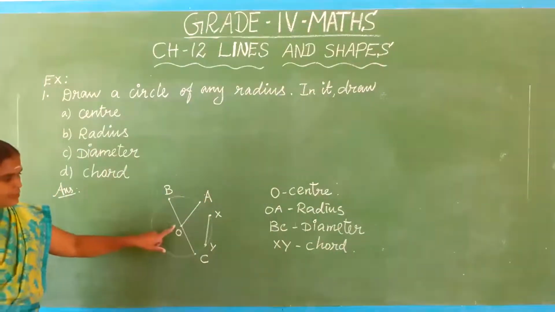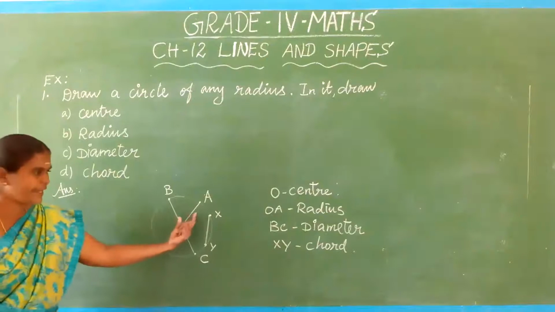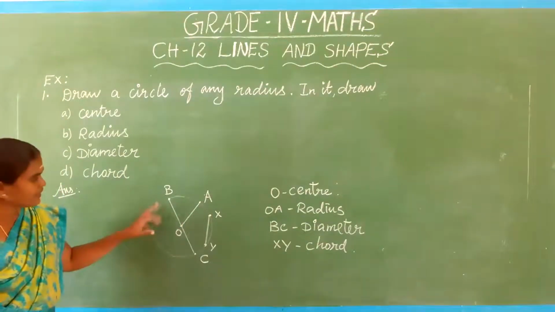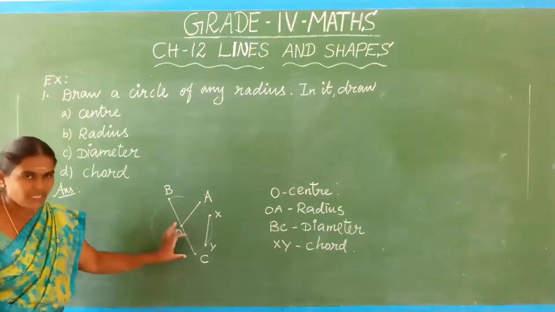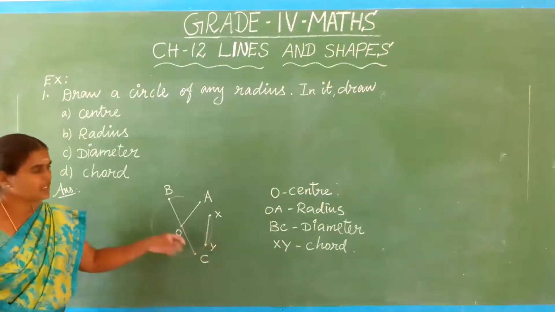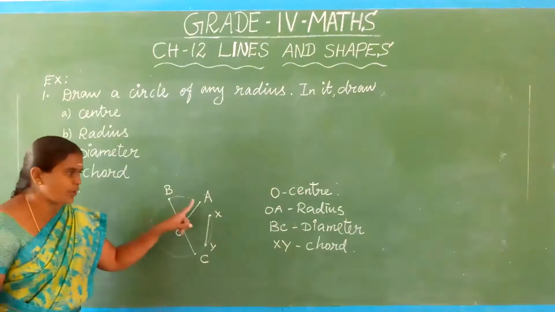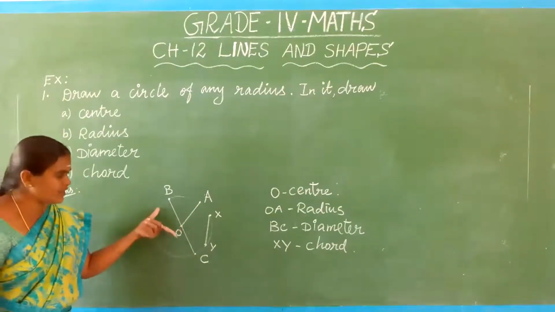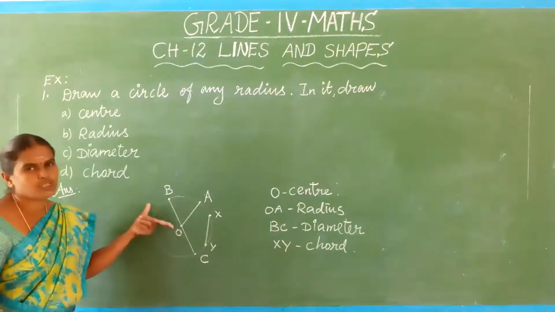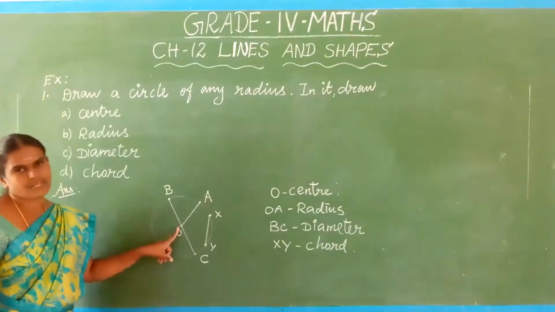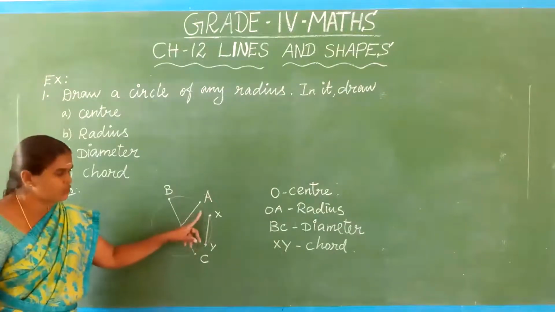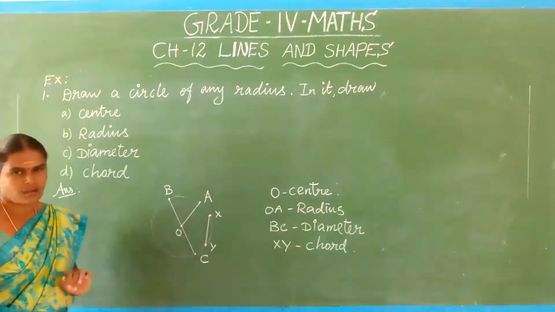Okay. So center O, radius OA, OB also radius only. Diameter means BC, chord XY. Radius means take any one point on the circle, join with the center. Diameter means take any 2 points on the circle, passing through center. Chord means take any 2 points on the circle, we join these 2 points is called chord.